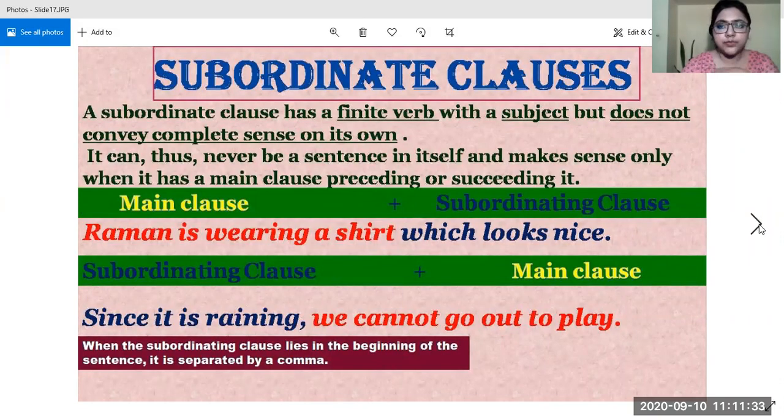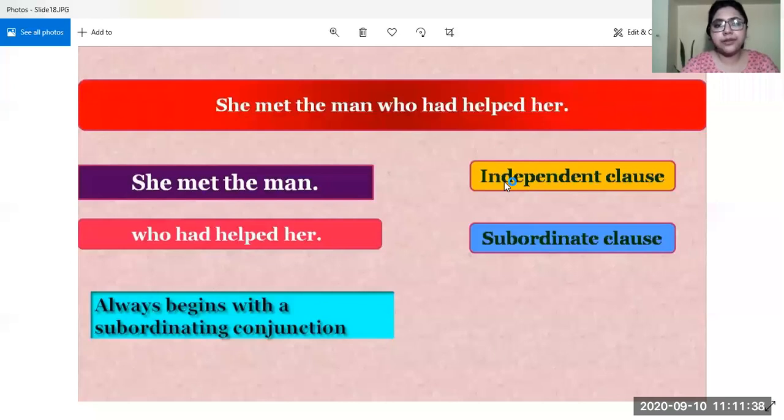Yes. So let us move ahead. Let us look at this example. She met the man. She met the man who helped her. So she met the man. This part is what? It is an independent clause because it has a subject and it has a finite verb, to be precise. And it is making a complete sense. She met the man. If you say it like a sentence, then it conveys the meaning completely. So therefore it is an independent clause.